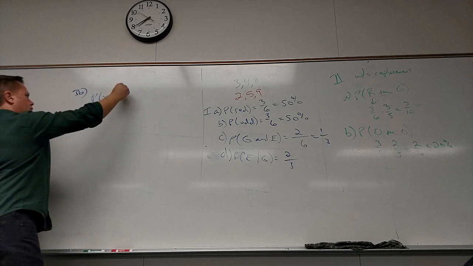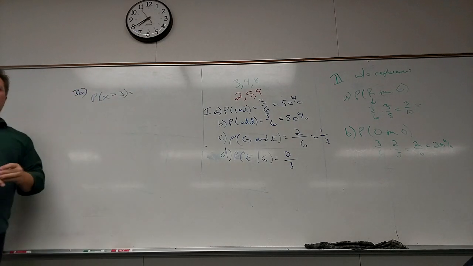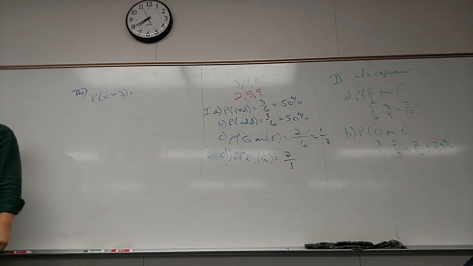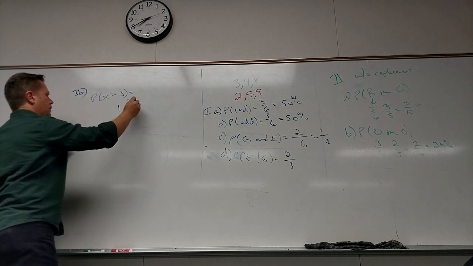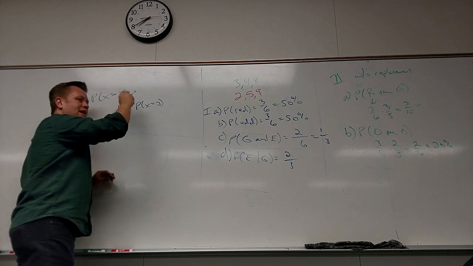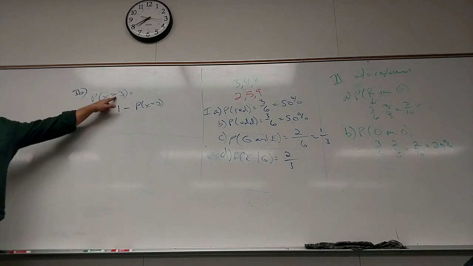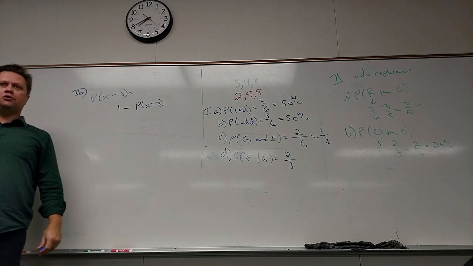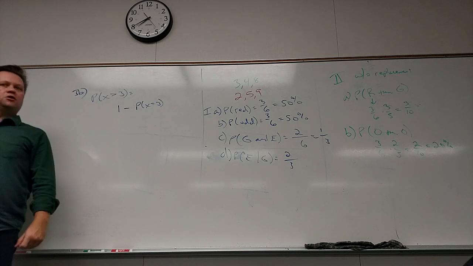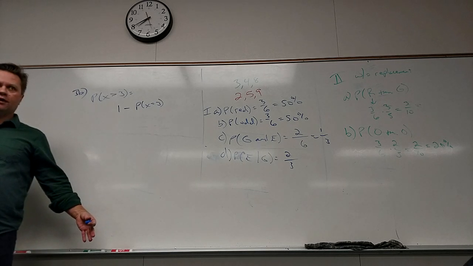Probability x greater than 3. On this problem, there are 2 ways to do it. What does x greater than 3 mean? 4, 5, 6. So then how do you calculate? You just add all those up. Or you could do 1 minus the probability x is 3. Now why does that work here? Because what's the only thing this leaves out? 3. If I said x greater than 4, can you do 1 minus the probability x is 4? No, because that's not the only thing that leaves out.